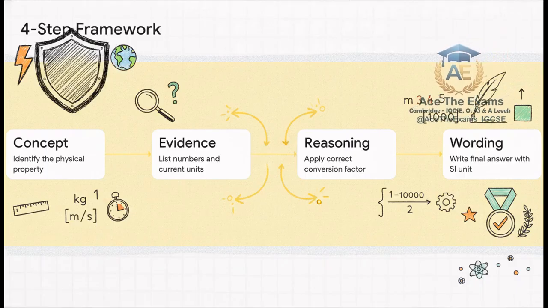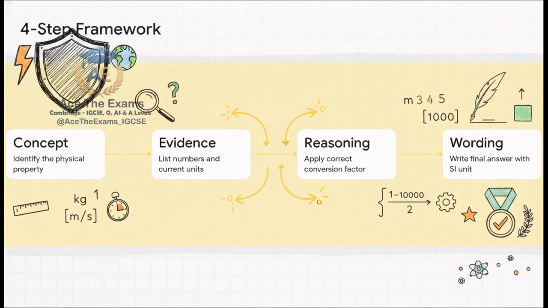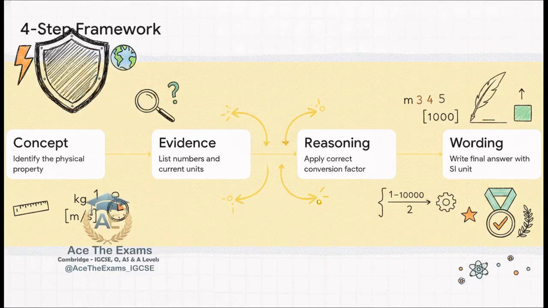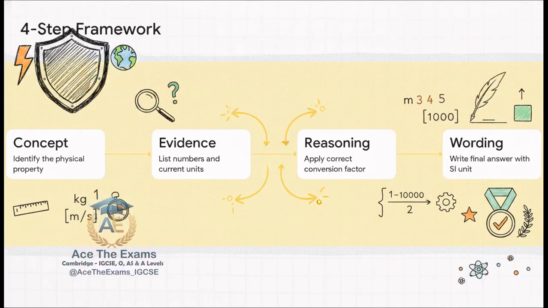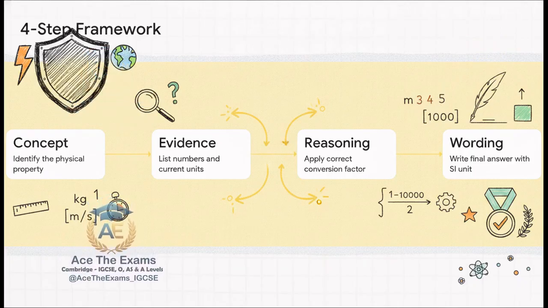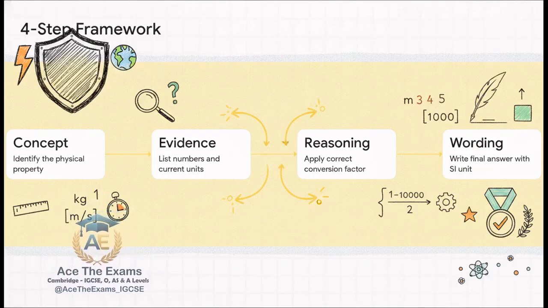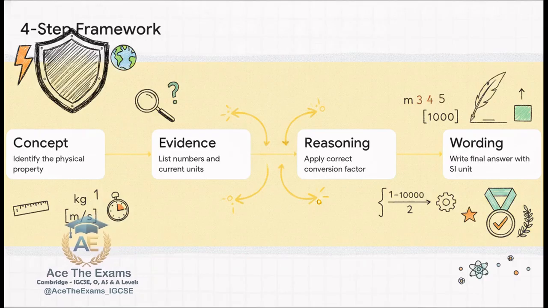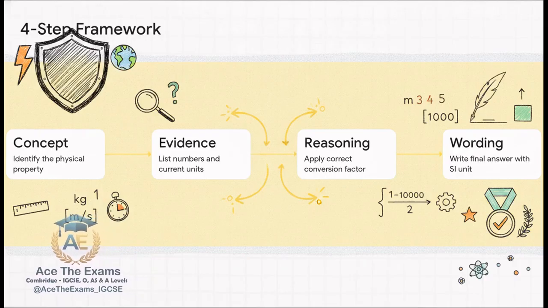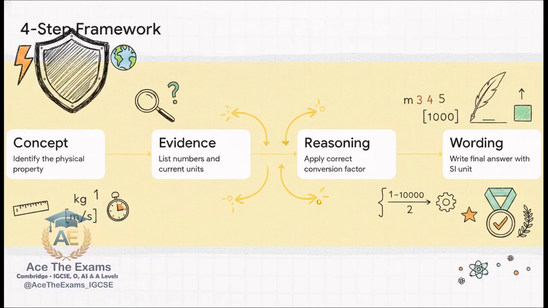First, the concept. What physical property are you actually calculating? Second, evidence and data. What are your numbers, and crucially, what are their current units? Third, scientific reasoning. What is the correct conversion factor, like dividing by 10,000 for area? And finally, examiner wording, writing down the final answer with its proper derived SI unit. Stick to this, and you're golden.